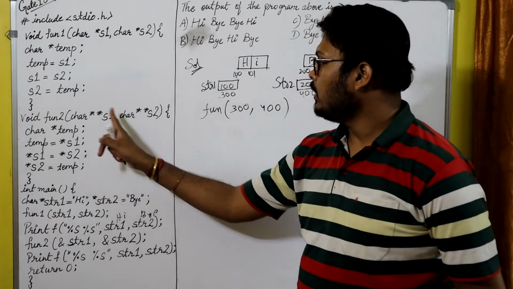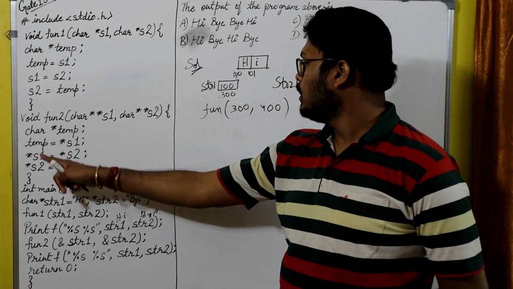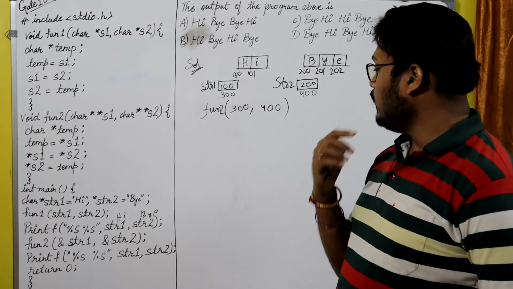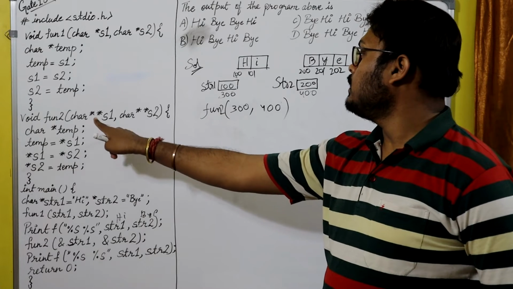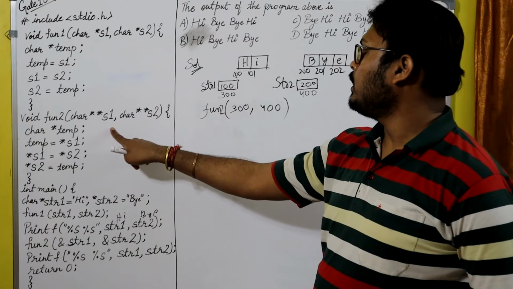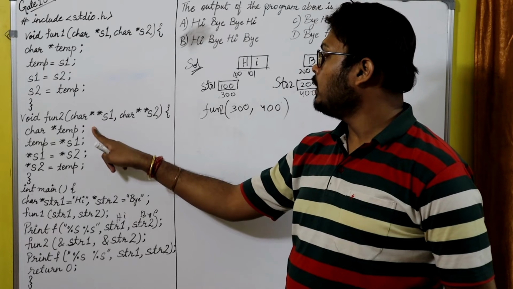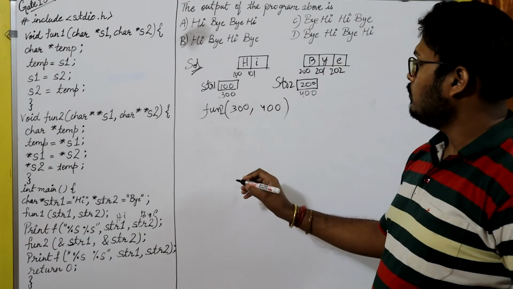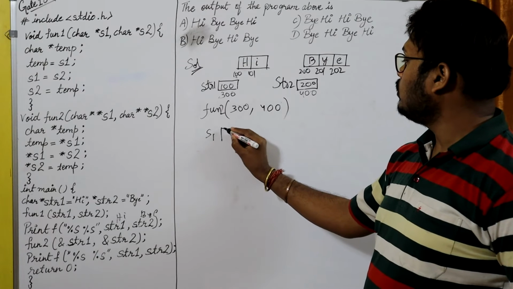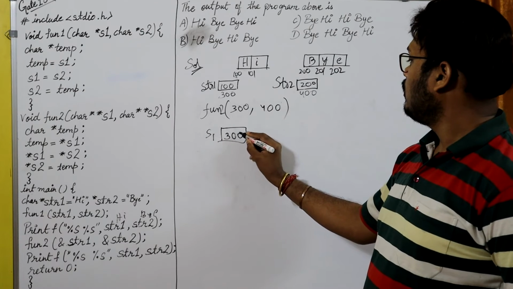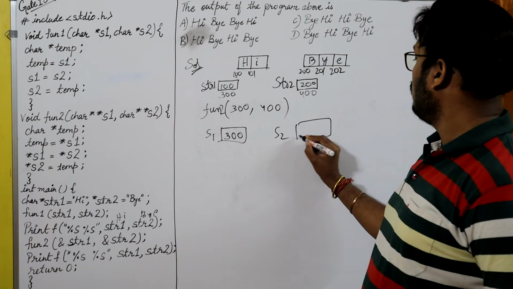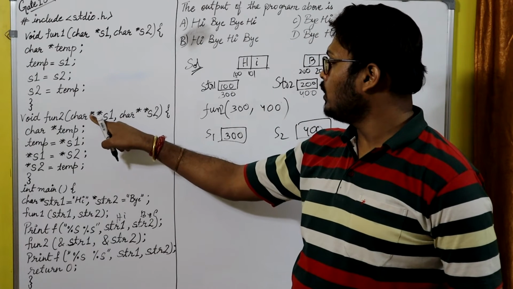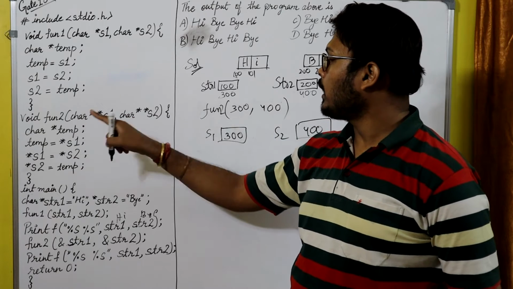So at the receiving end, let's see what's happening here. Here you see fun2 has been defined. And in fun2, the arguments are s1 and s2. What are these s1 and s2? They are pointers to pointers to characters. It means what? Here S1 contains the value 300 and S2 contains the value 400. You see, there are two stars here. It means pointer to the pointer to the character.